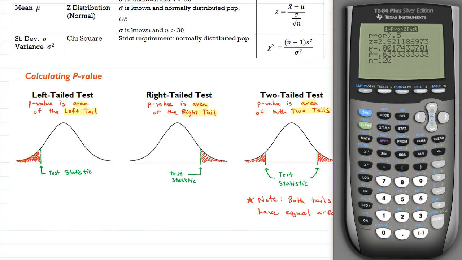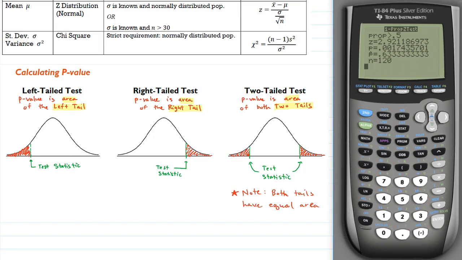In regards to the p-value, it's a little bit more complicated. I would highly suggest you refer to the notes on how to do that, but pretty much you have to determine whether it's a left-tailed test, a right-tailed test, or a two-tailed test. And real quickly, I'll tell you how to determine that. If the alternative has a less than sign, it's a left-tailed test. If the alternative has a greater than sign, then it's a right-tailed test. And if the alternative has a not equal sign, then it's a two-tailed test. Those are the only three types of tests you're going to get.